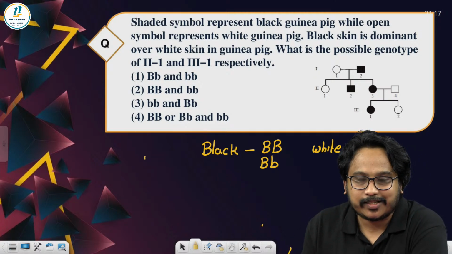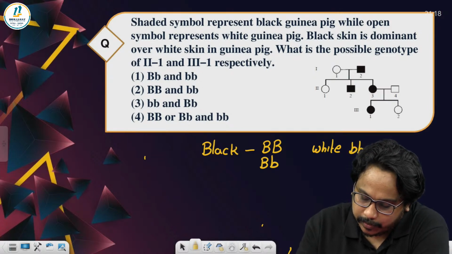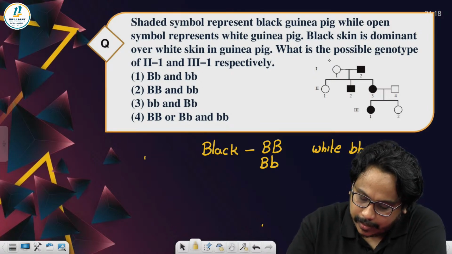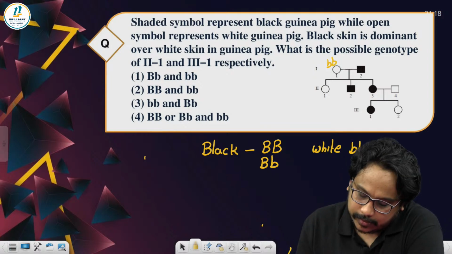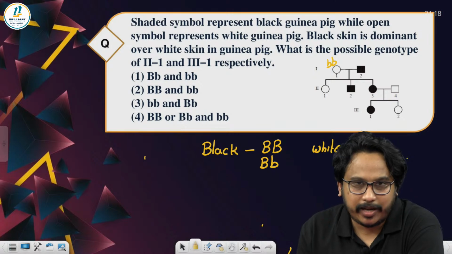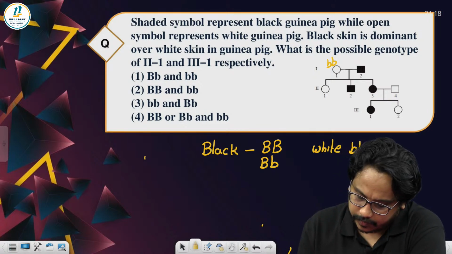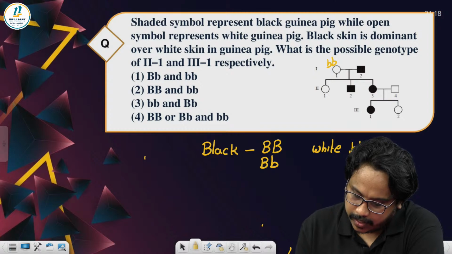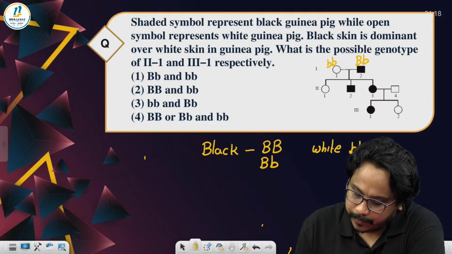It's not said it's sex linked or anything. So let's directly write down what is possible. So here, 1, I can write only small b. Then 2, if I write capital B, all their progenies should be affected. Since all the progenies are not affected, we can write it as heterozygous, capital B, small b.